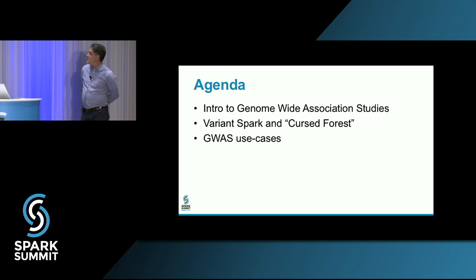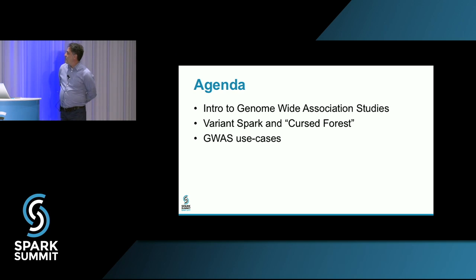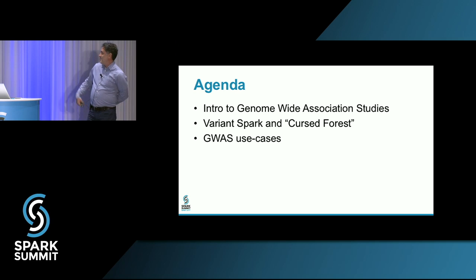Okay, so coming back to what I want to talk about, first of all, I wanted to give you a very short introduction to genome-wide association studies, which is one of the ways to look for these needles. Then I wanted to talk a little about VariantSpark and CursedForest, which is our tool that we have developed to do this kind of studies, and then show you a few GWAS use cases. So how did we apply our tool to GWAS-like data sets?